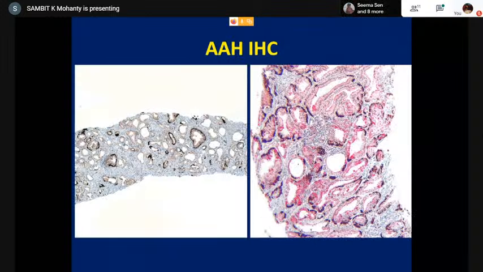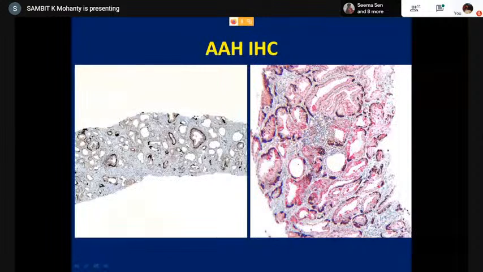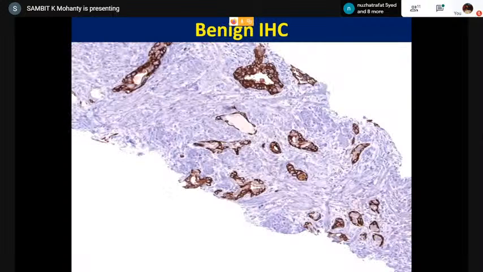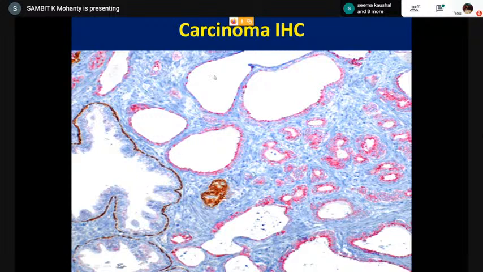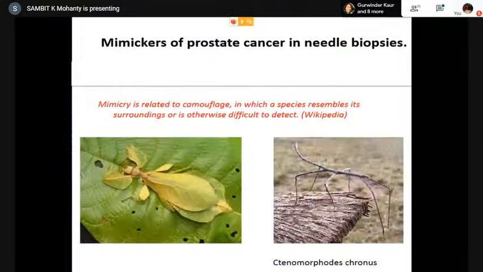So here, pink is AMACR and brown is basal cell. This is a focus of atypical adenomatous hyperplasia, so this is benign on IHC. This is benign, the brown one with the basal cell. This is again benign; there is no brown staining at all, just pink. This is cancer.